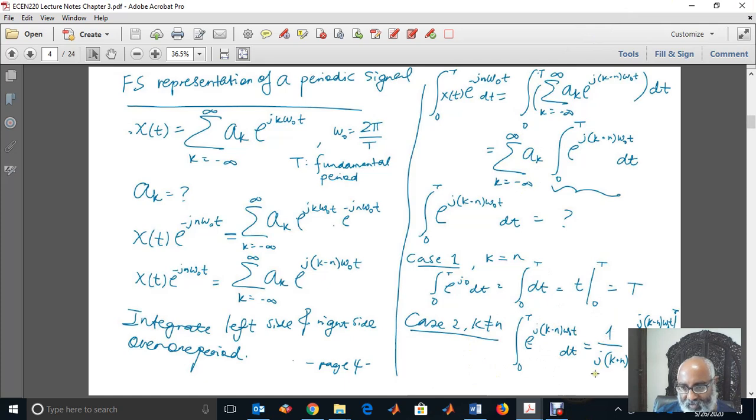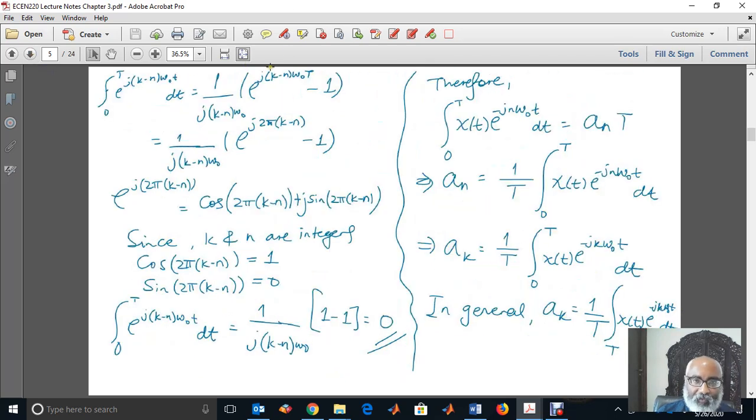It will be 1 over j(k minus n)omega naught, e to the power of j(k minus n)omega naught t, from 0 to capital T. So at capital T it will be e raised to j(k minus n)omega naught capital T, and at 0, e to the power of 0 is 1. So what is omega naught times T? Omega naught is 2 pi over T, so T will cancel T, and I get e raised to j 2 pi (k minus n).